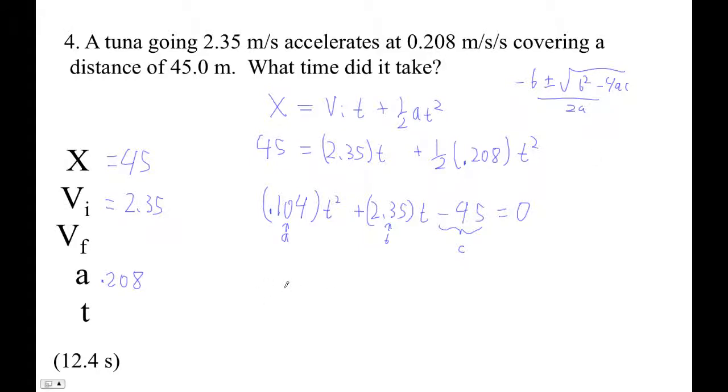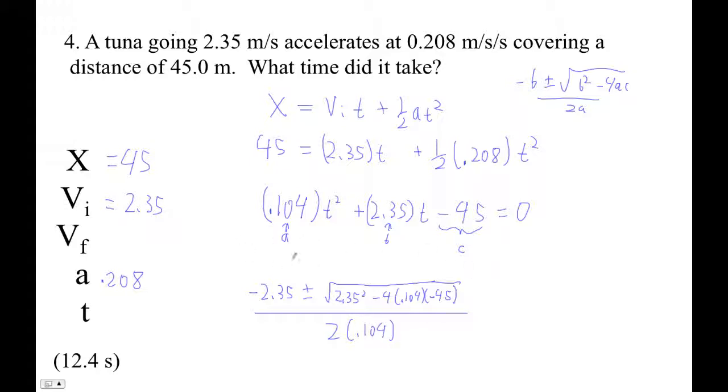Alrighty. This is hard to do. Opposite of 2.35 plus or minus square root of 2.35 squared minus 4 times 0.104 times negative 45. And that negative saves us because it's minus this, but we're going to actually end up adding that, right? And then that is over 2 times 0.104.